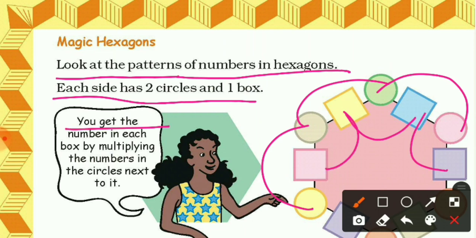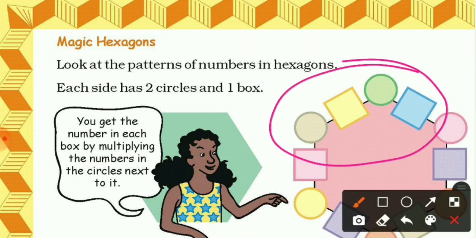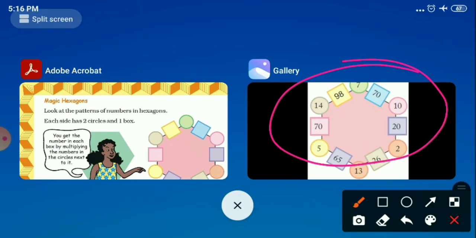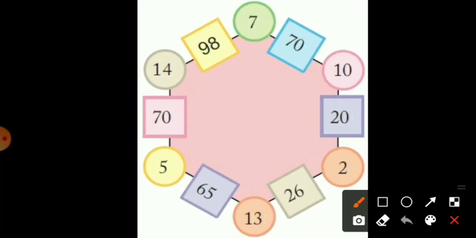Now you get the numbers in each box by multiplying the numbers in the circle next to it. She wants to say that, at first, we can see that this hexagon is completely blank. So let me take a filled hexagon. For that I will come here. You can see that this hexagon is filled, and the girl was saying that the boxes are the product of the circles. If you multiply 14 and 7, you will get 98.